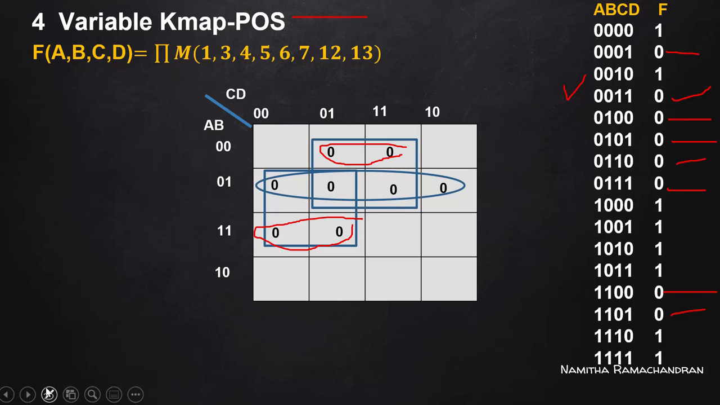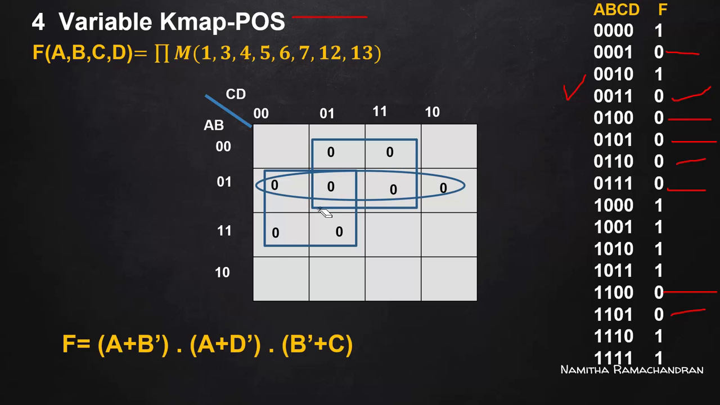That is why we are considering groups with 4 cells here. Keep this point: always try to make groups with maximum cells. So here we generated groups with 4 cells in these 3 groups. Now we can generate the POS form, or the max terms, corresponding to these groups.